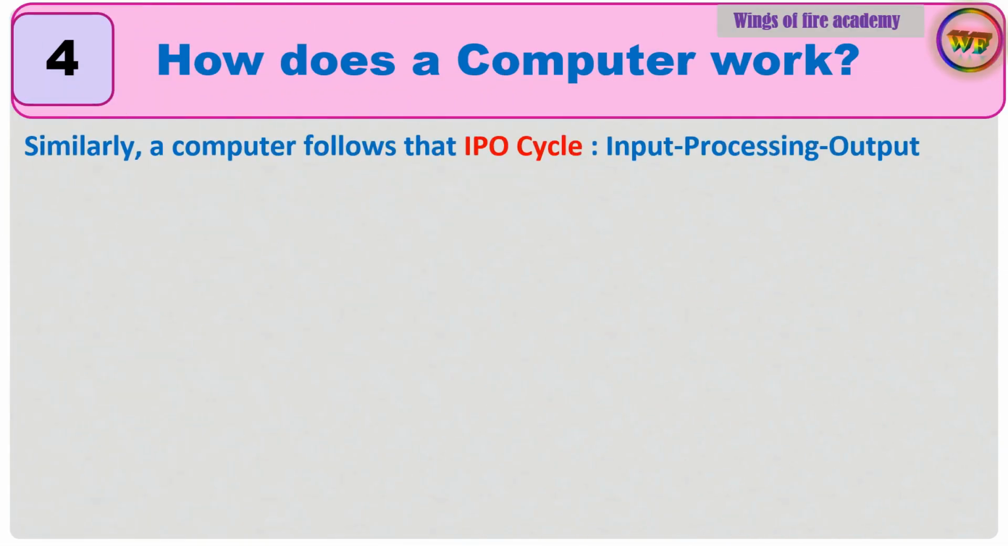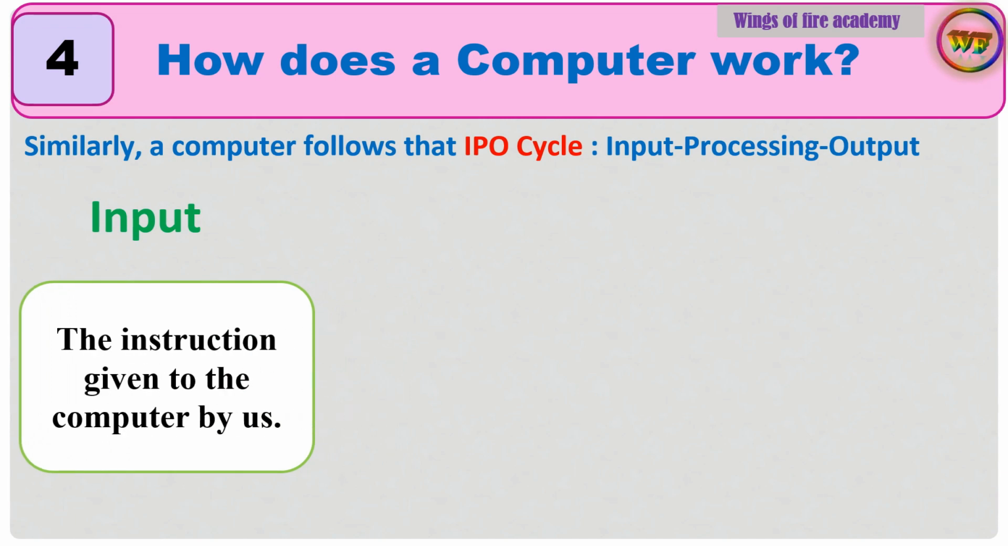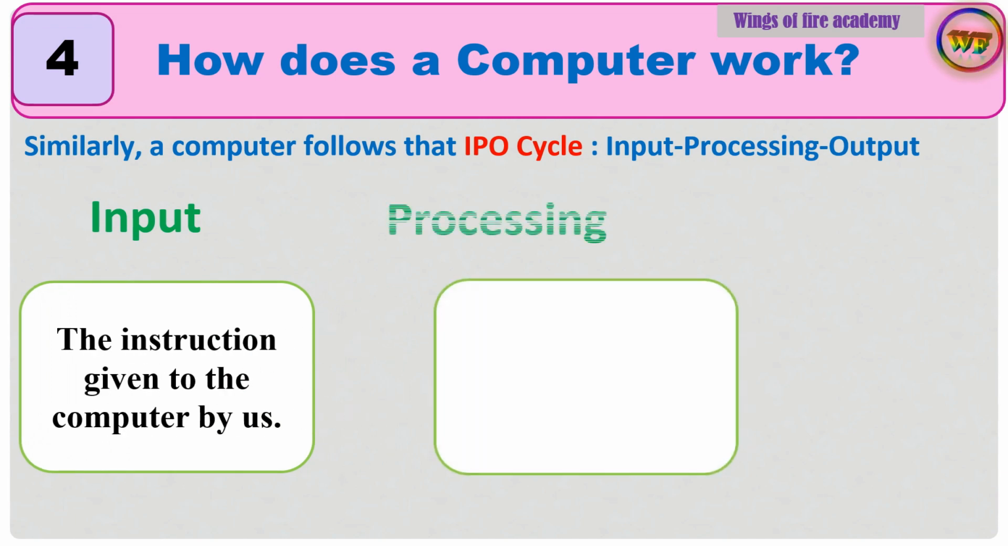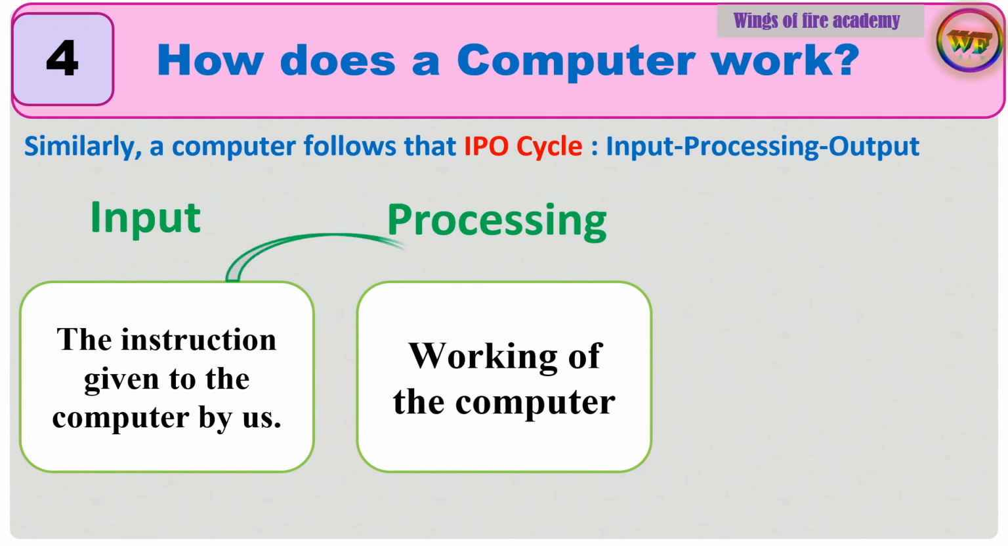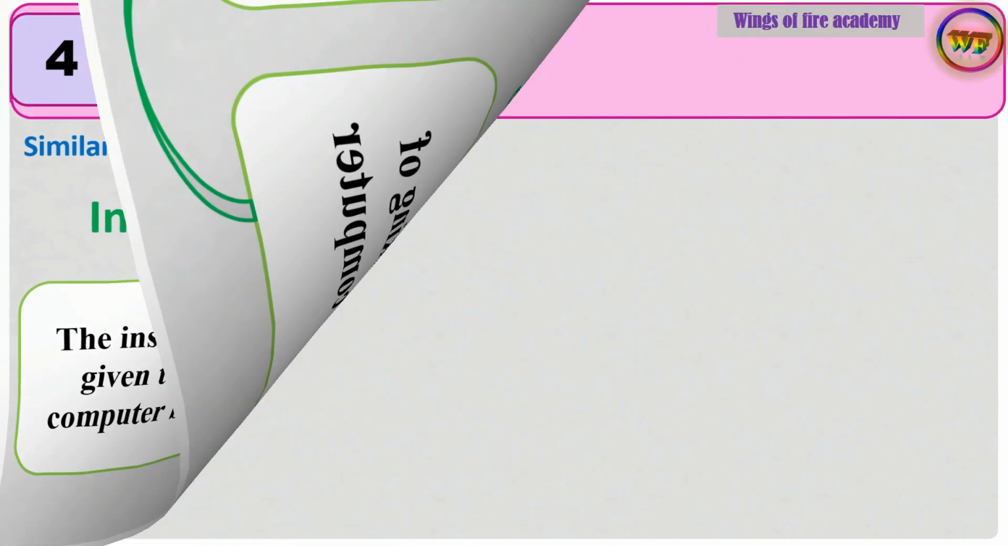Similarly, a computer follows the IPO cycle: input, processing, output. Input: the instruction given to the computer by us. Processing: working of the computer. Output: final result. IPO devices.